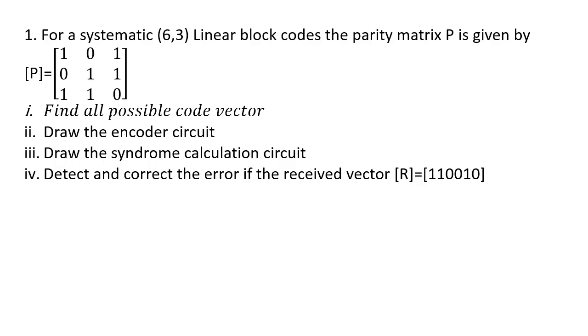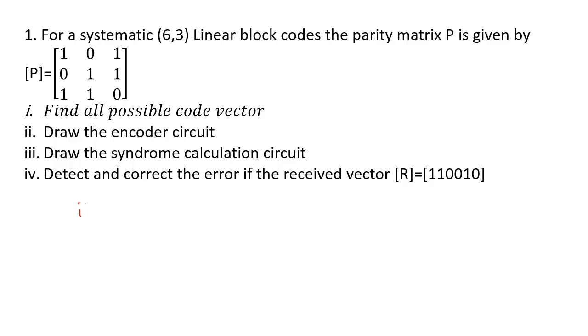For a systematic (6,3) linear block code, the parity matrix P is given by P equal to 1 0 1, 0 1 1, 1 1 0. First question, find all possible code vectors. Second, draw the encoder circuit. Third, draw the syndrome calculation circuit. Fourth, detect and correct the errors if the received vector R is 1 1 0 0 1 0.